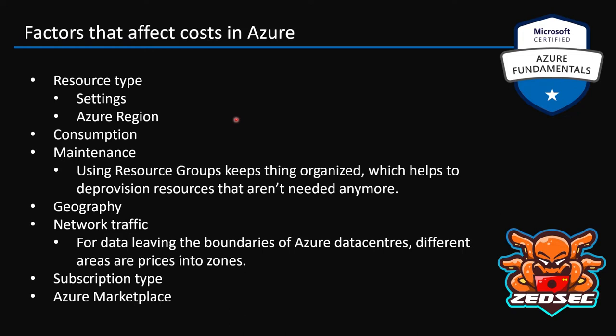For maintenance, you can actually use resource groups to keep things organized. This helps you to deprovision resources that aren't needed anymore, and that affects your costs in that you make a saving. But if you're not doing that, you're going to lose track of stuff which isn't needed anymore. That's going to basically increase unnecessary spend.